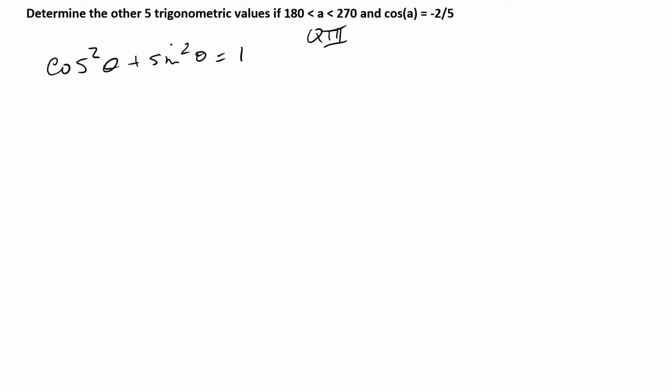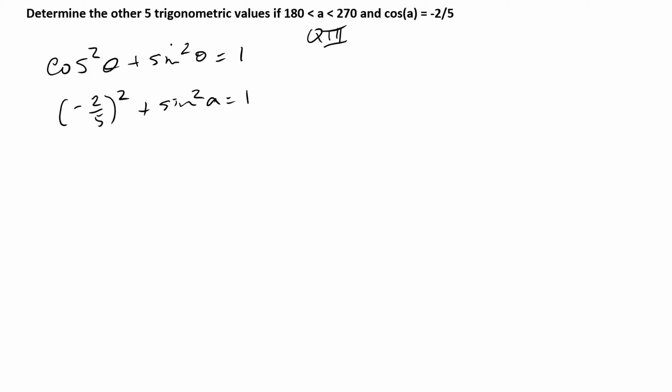Now for this particular example, we know the cosine of the angle. So instead of cosine of theta, I'm going to put negative 2/5 squared. And instead of sine of theta, since we don't have theta, we have a, I'm going to put sine squared of a equals 1. If I go through and solve for the sine of a, I should then know the value of the sine of a, and then that'll help me find the sines, cosines, and all the rest of the trigonometric values.